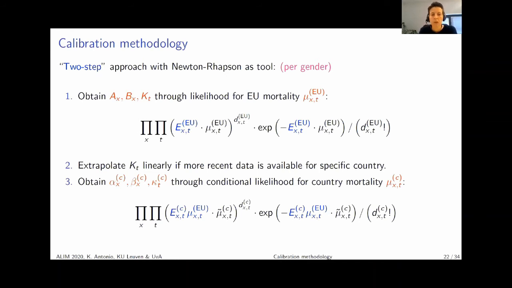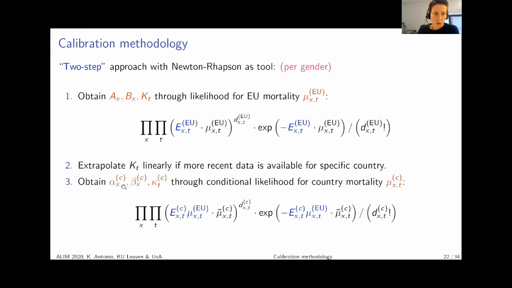at the country level. So we're going to use the conditional likelihood for the country mortality, which is expressed in terms of the mu XTC. What we're going to do here is use the observed deaths at the country level. So for country C, we're going to use the exposure to risk for country C. As the mean specification in our Poisson model, we're going to use the country-specific exposure multiplied with the European force of mortality, multiplied with the country-specific deviation from this European trend, right?